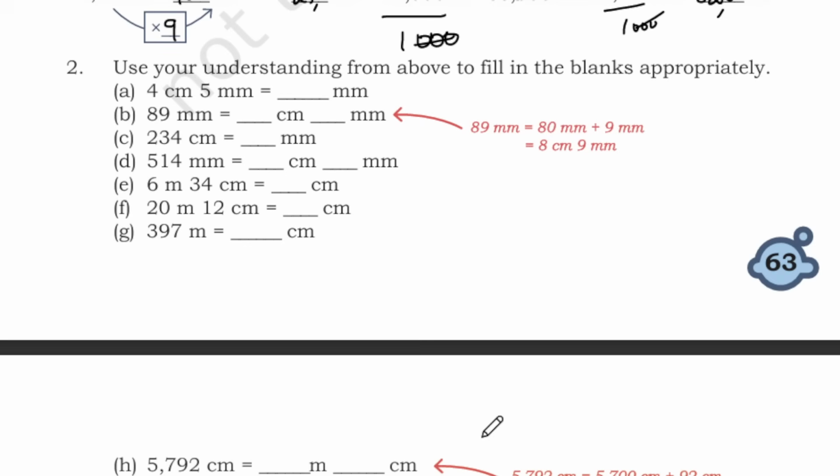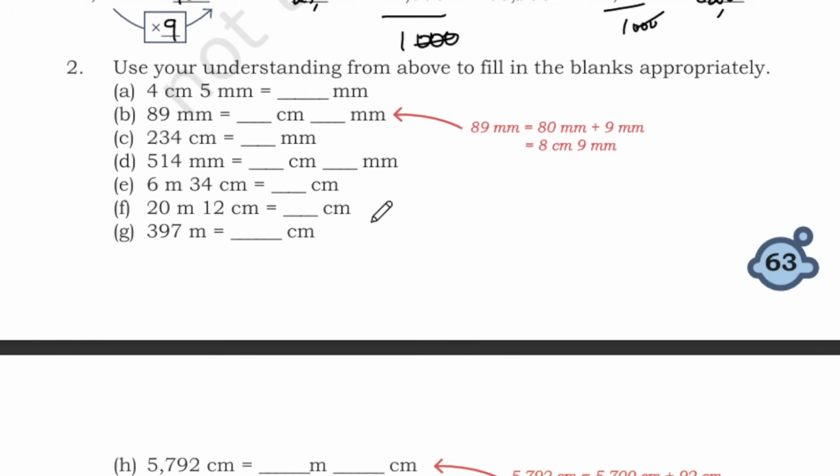So next one, use your understanding from above to fill in the blanks appropriately. So here we have given centimeters and meters, so you have to convert them appropriately. Okay, we already know 10 millimeter is equal to 1 centimeter. So 4 centimeter is equal to how many millimeters? 40 millimeters. So we already have 40 millimeters and another 5 millimeters. So totally you will have 45 millimeters. Okay. So like that you can easily calculate.